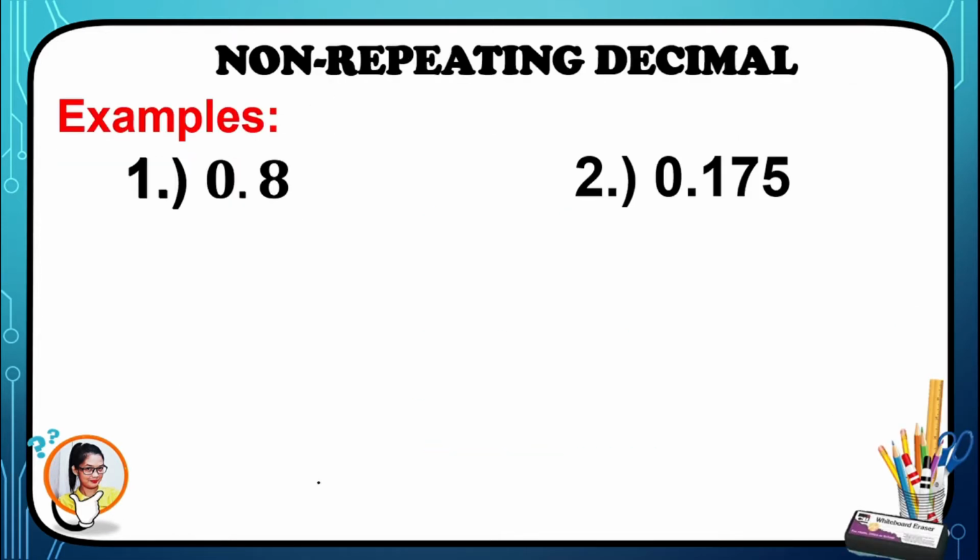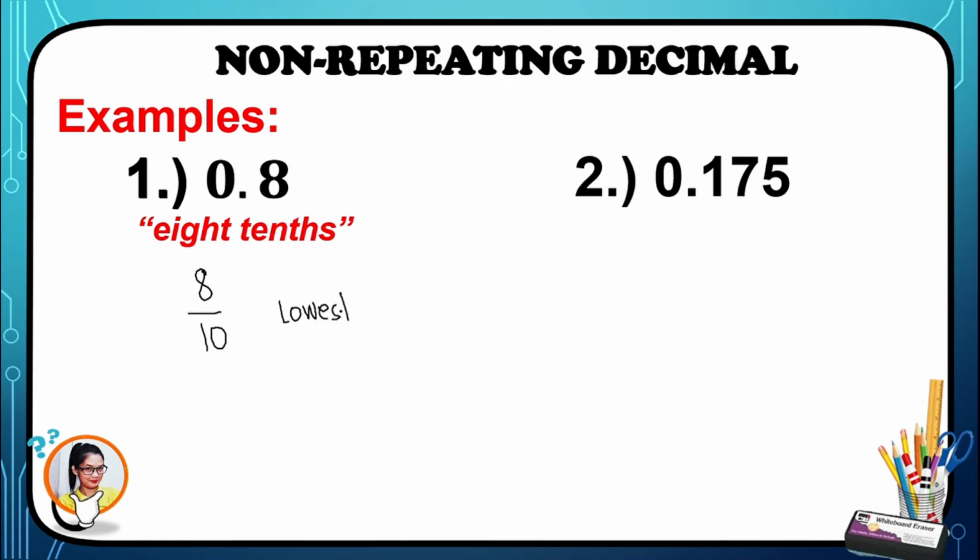Now, how are we going to convert non-repeating decimal? When we say non-repeating decimal, the digits of the decimal do not repeat. For number 1, we have 8/10. This will be written as 8/10. That's why it is read as 8/10. However, 8/10 is not yet the final answer because we still need to find its lowest term.